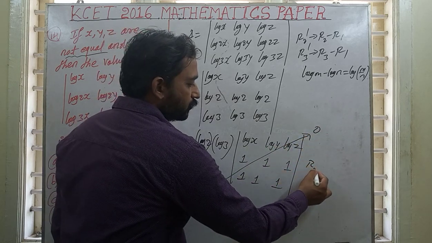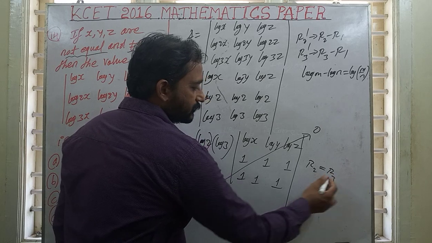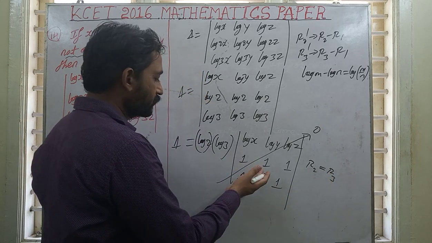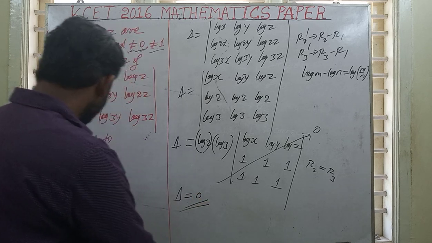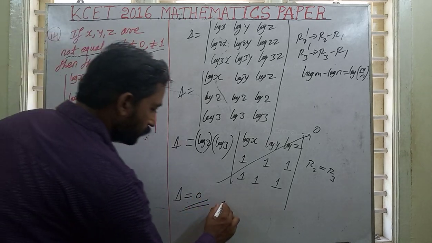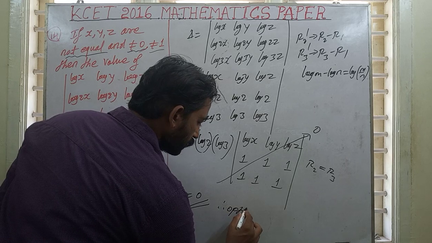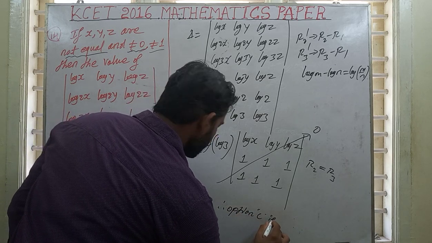Here row 2 equals row 3, hence the value of the determinant is 0. 0 multiplied by anything is 0. Simply this value is 0. So option C is correct. Therefore, option C is the right answer.